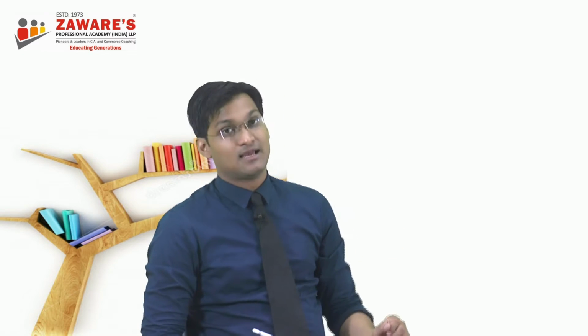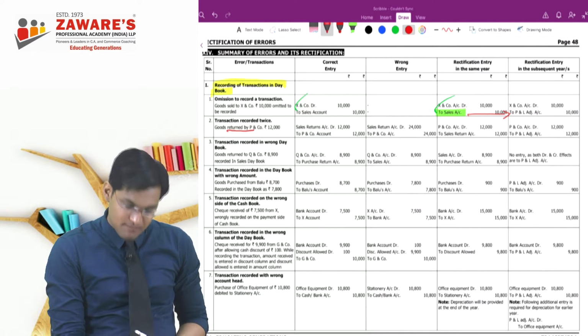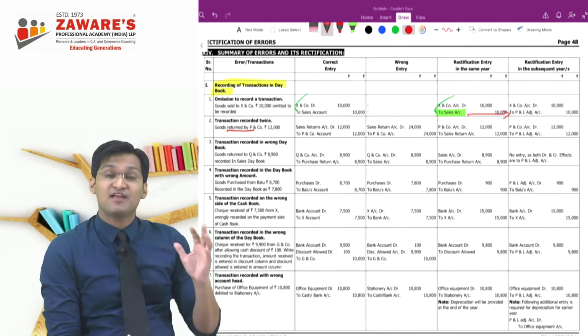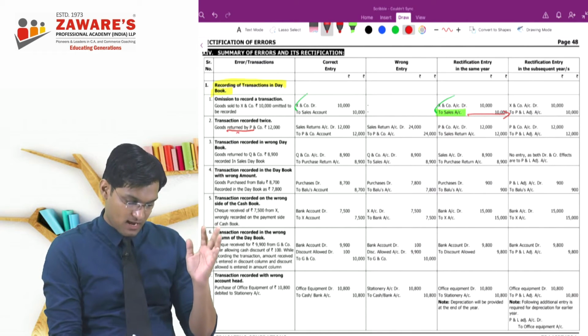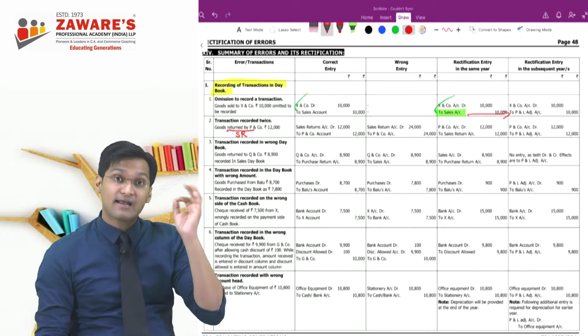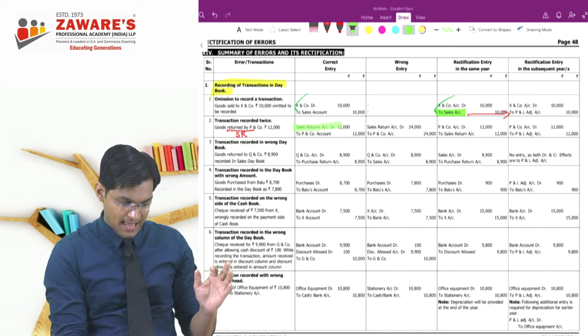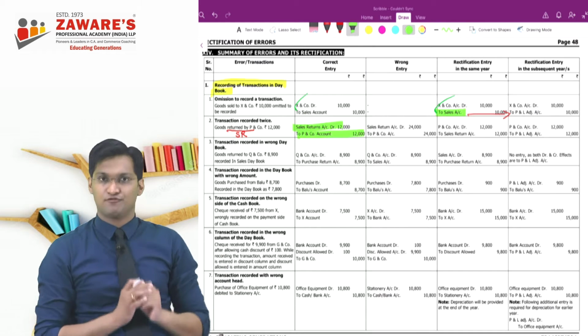Second, goods returned by P and company 12,000. This is the transaction. Goods returned by, can I say it is sales return? Yes. Now, sales return has happened. Goods returned by P and Company rupees 12,000. Returned by P and Company. My dear friends, which return will it be? Returned by means it is your sales return. What should be the correct journal entry? Sales return account debit 12,000 to P and Company account credit 12,000. Check all of you. Clear?